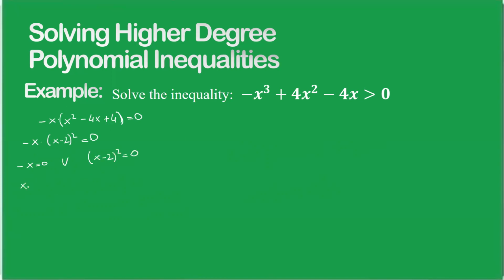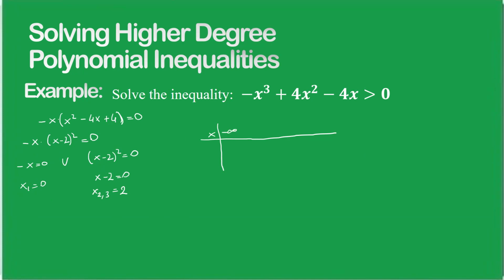So x1 is 0. The first root is 0. What about here? That is a double root. So x minus 2 is 0, then let's write x2 and x3 are equal to 2. That's a double root. Don't forget that. It's important. Now let me draw the table.